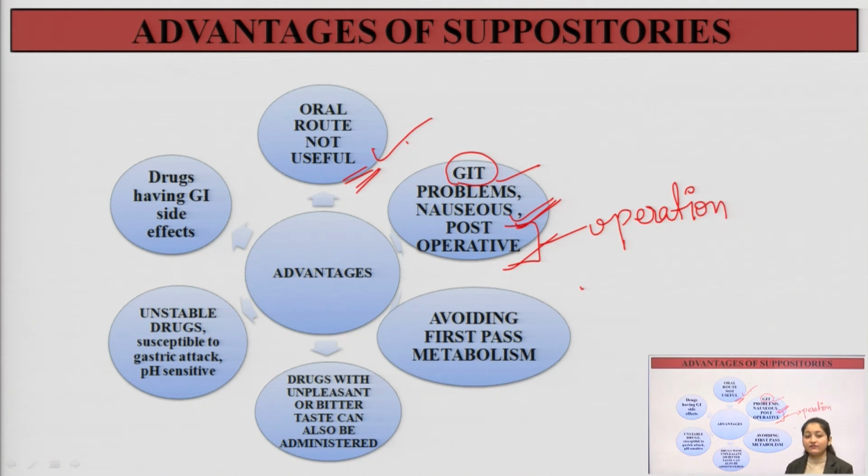Moving on, if the patient has gone through an operation, then post surgery the patient has already gone through a lot of trauma. So it is very difficult at that time to provide medications through the oral route. In such cases also, suppositories prove to be a boon for us. So these are some of the other advantages of providing suppositories to a patient who is suffering from GIT problems, nausea, or post-operative issues.